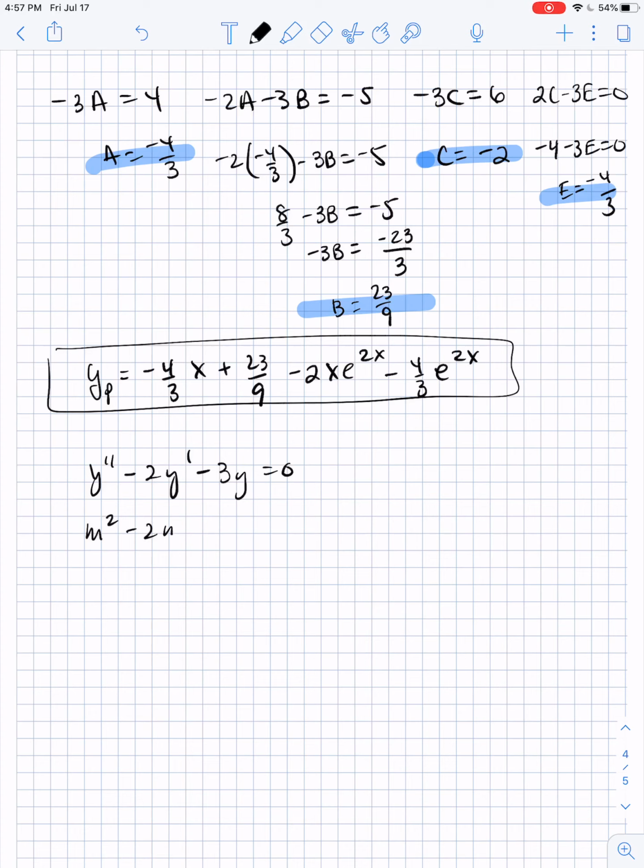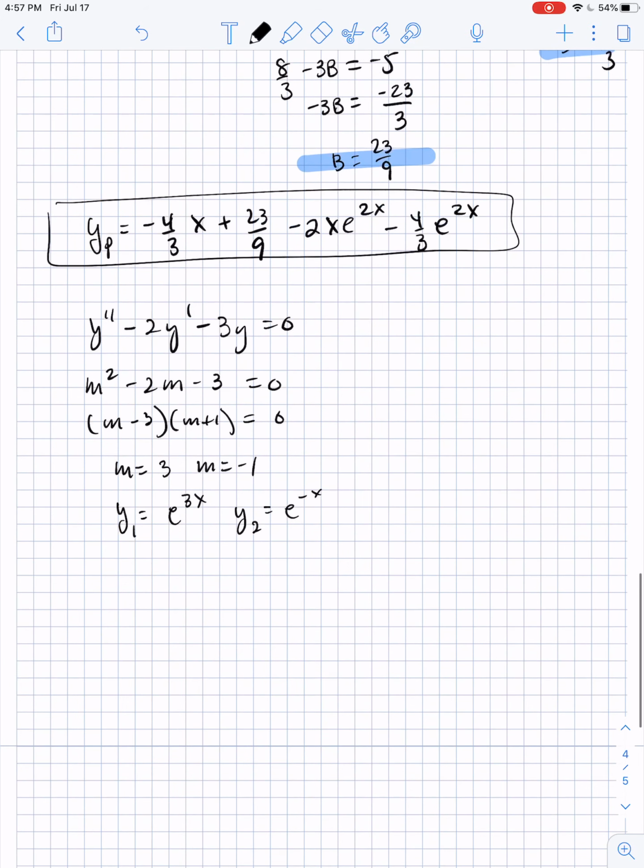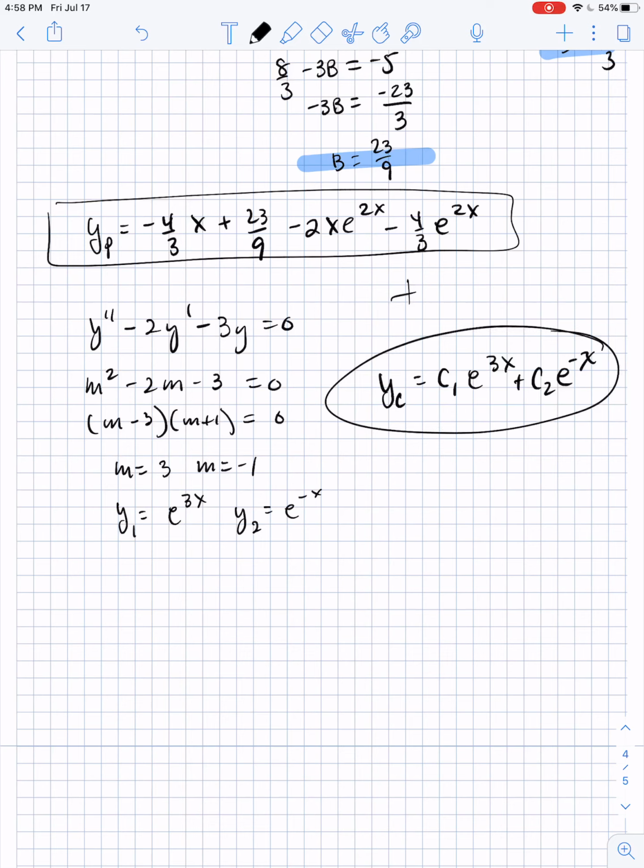m squared minus 2m minus 3 equals 0. So here I'll get m minus 3, m plus 1. So I know m is going to be 3 and m is going to be negative 1. So y sub 1 is going to be e to the 3x, y sub 2, e to the negative x, and then put that together. So here y sub c is going to equal c1 e to the 3x plus c2 e to the negative x. What you're doing is you're adding these two together, right?